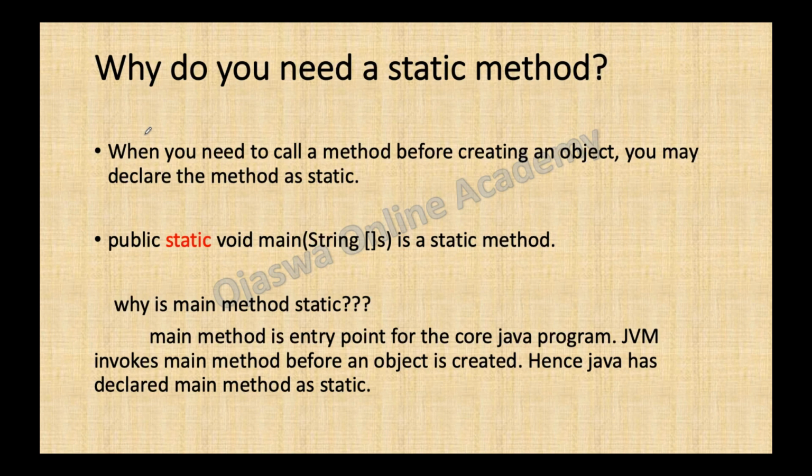Now in what scenario do you need a static method? You may declare a method as static if you need to call it before creating an object. For example, main is a static method. Why is main a static method? As main is the entry point for any core Java program, JVM invokes main method before any object is created. Hence, main is declared as static. Similarly, in your application, if you need to call any method without creating an object, you may declare your method as a static method.